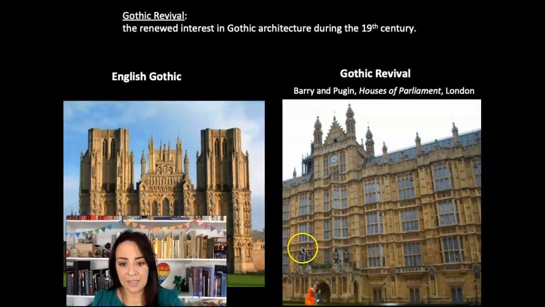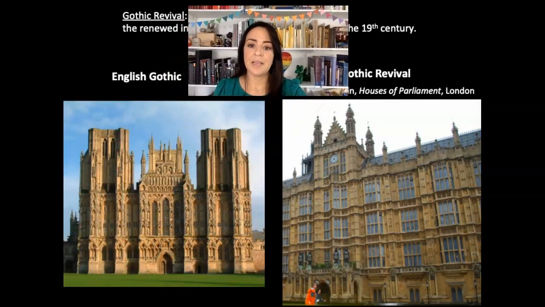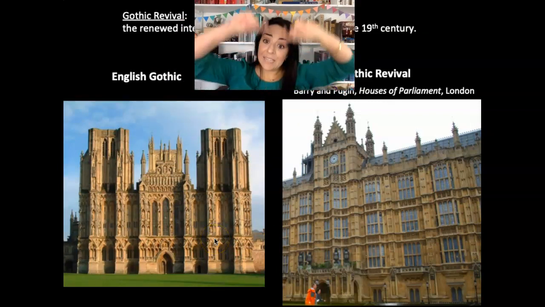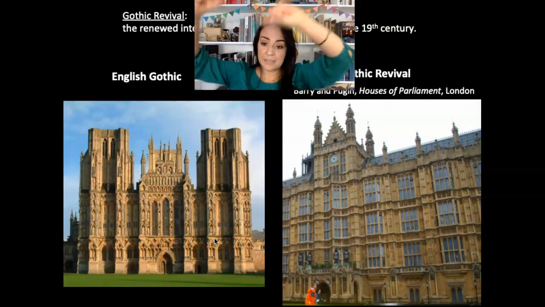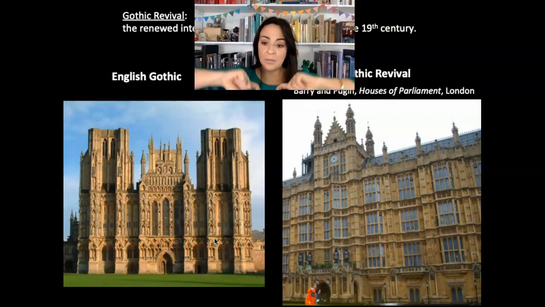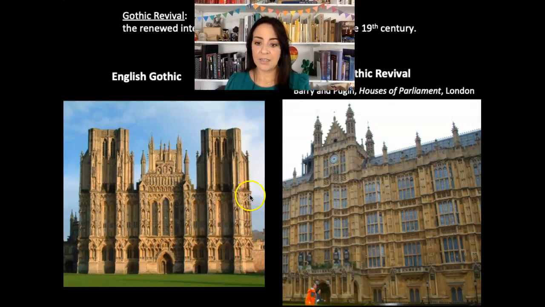We have that line work going up, right? So we see the line work going up. That's that verticality I was telling you about. Also, English Gothic has these dominant horizontal bands, almost like step ladders that rise up the structure. And so we see that here in English Gothic and being used again in the Gothic Revival.